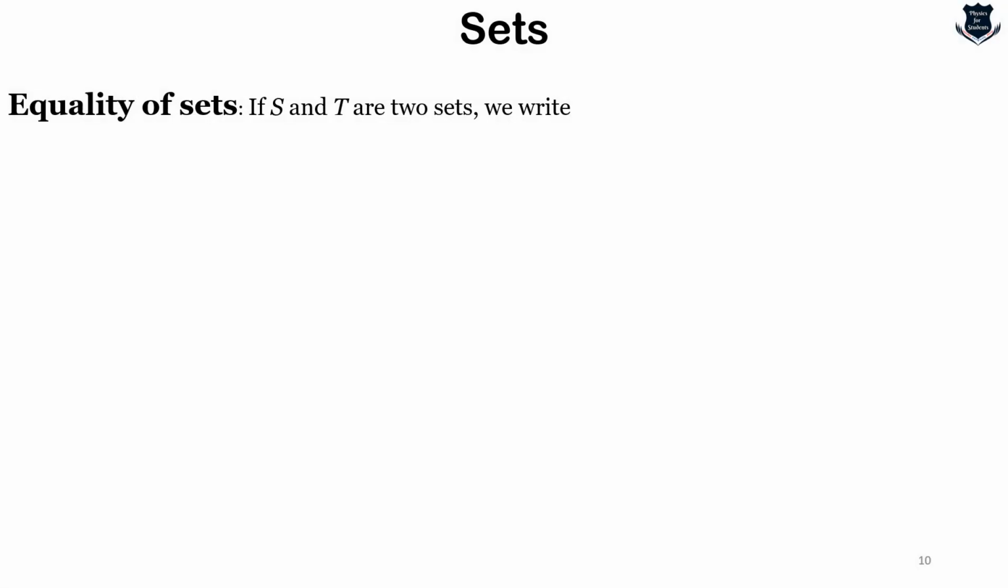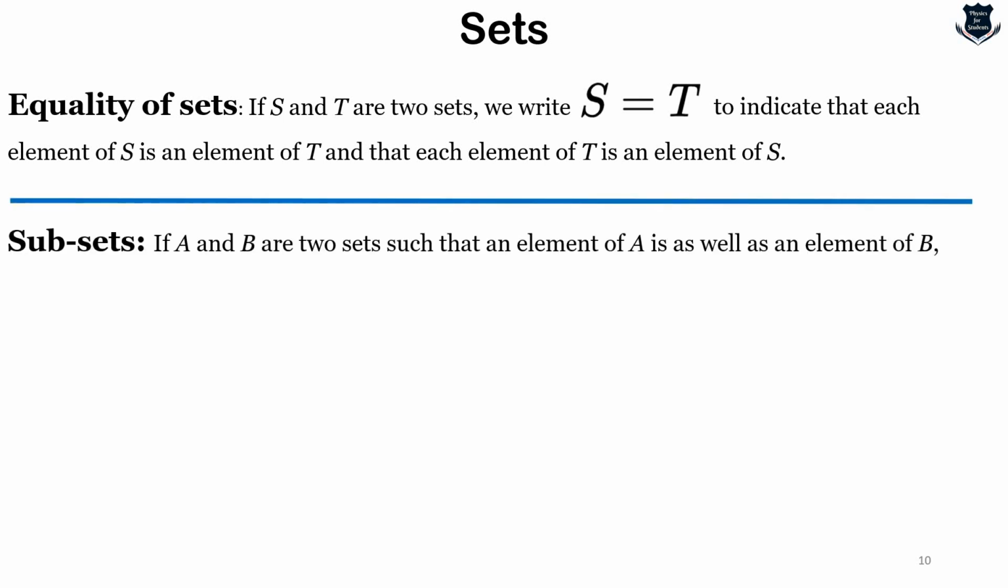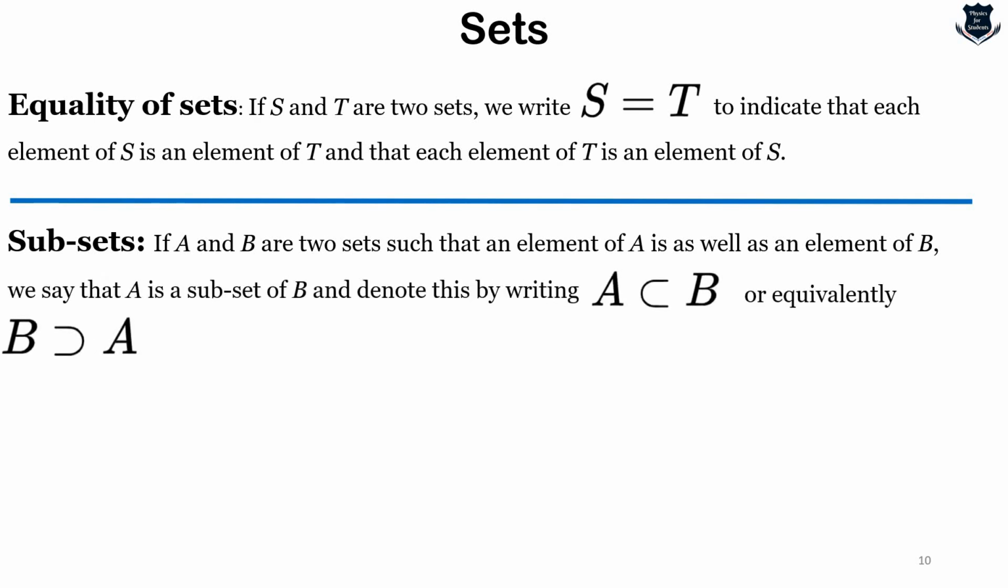Okay, what is equality of sets? Now if S and T are 2 sets, we write equality as this, which indicates that each element of S is an element of T, and each element of T obviously would be an element of S. What is called a subset? So if A and B are 2 sets such that every element of A is as well an element of B, then we say that A is a subset of B, and we write it this way, and A, or equivalently B, is a superset of this.